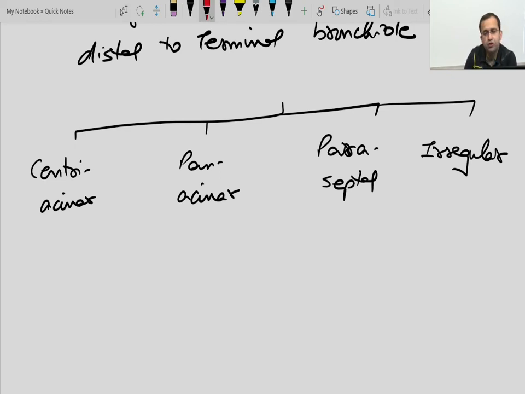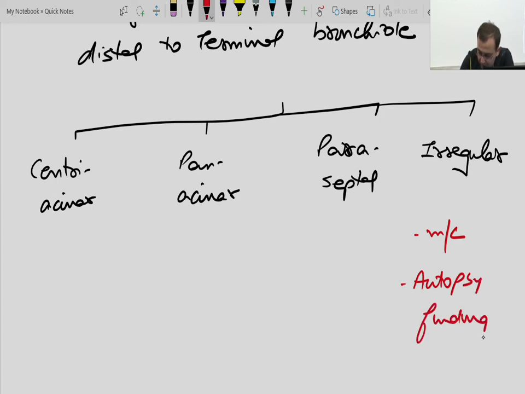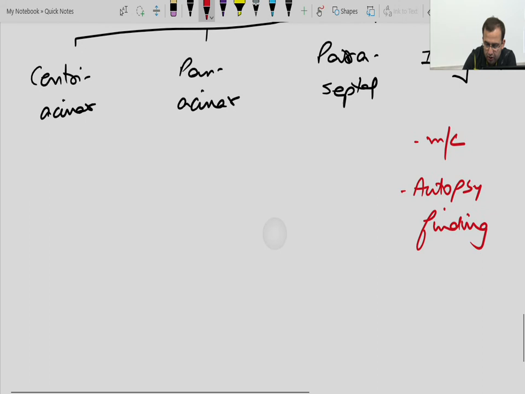First point, the most common emphysema is irregular. Next, when is it detected? It is seen in neonates, infants, children, elderly, and detected after death. It is an autopsy finding.